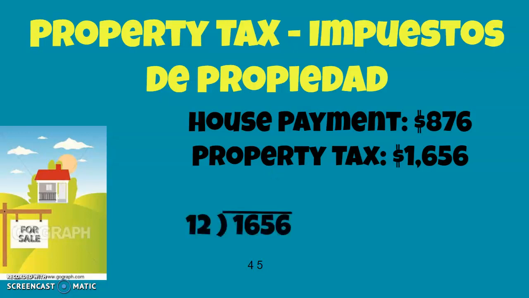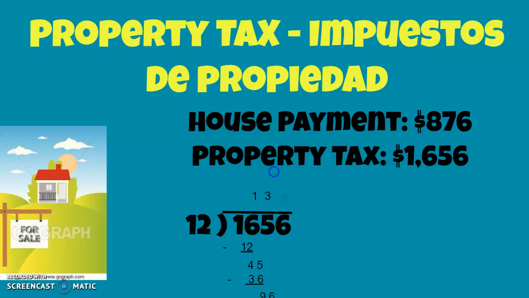So I'm going to divide 1,656 divided by 12. First, I know 12 into 16 is only one time. 1 times 12, and I minus. 16 minus 12 is 4, and then I bring down my 5. So now I'm going to divide 45 by 12. I know 3 times 12 is 36. So I minus, and I get 9. I also bring down my 6.